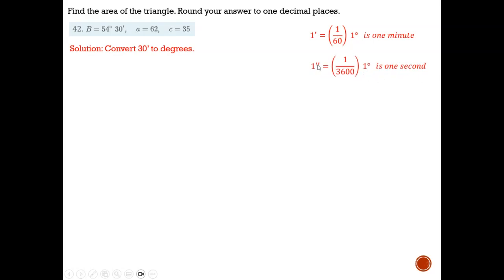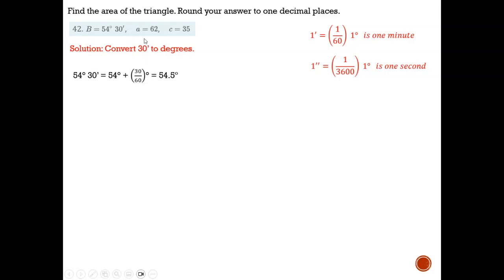Okay, so continuing on, find the area of this triangle, round to one decimal place. So this is 54 degrees and 30 minutes. So we first have to convert the 30 minutes to degrees, the way it's presented, okay? We have little a and b, but we can't work with that. We have to convert it. So remember, this is 1 minute. 1 minute is 1/60 times the degree value. 1 second looks like this, with two little apostrophes there. It's 1/3600 times the degree, 1 degree, right?